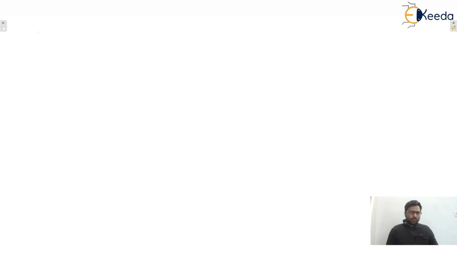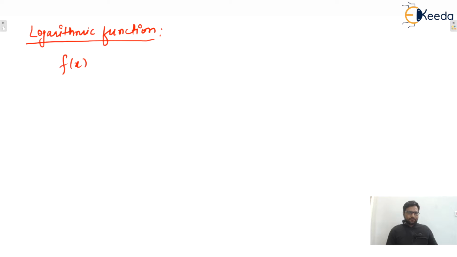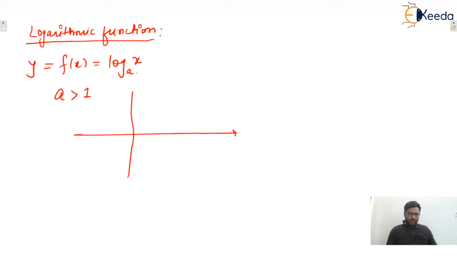Let's say one logarithmic function. So f of x equals log x, let's say base a. This is assumed to be y. Now you only tell me, when a is greater than 1, meaning the base is greater than 1, then you know what the graph will be. You only tell me, the graph will be like that, isn't it?